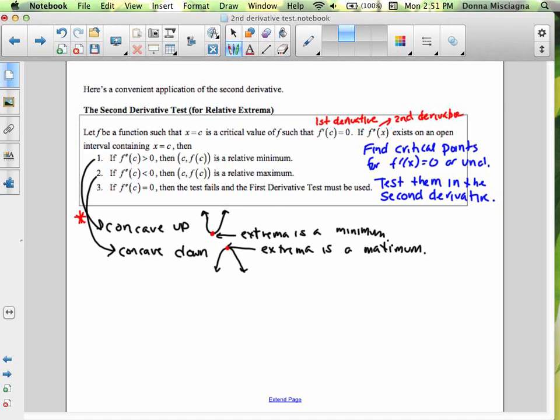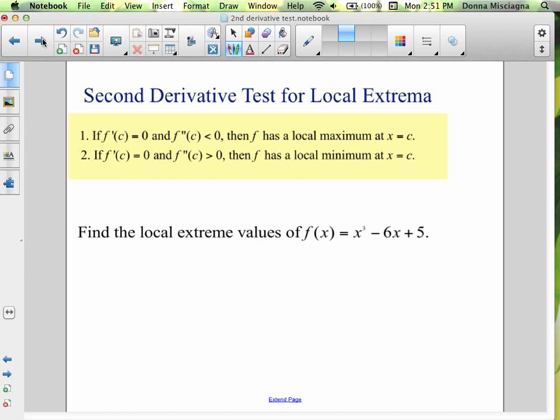Right? So second derivative positive, that value is a minimum. Second derivative negative, that value is a maximum. If the second derivative is 0, then the test fails, and the first derivative test must be used. So you need to do a sign chart. Right? So now you have two ways to find a relative extreme value. And let's take a look.